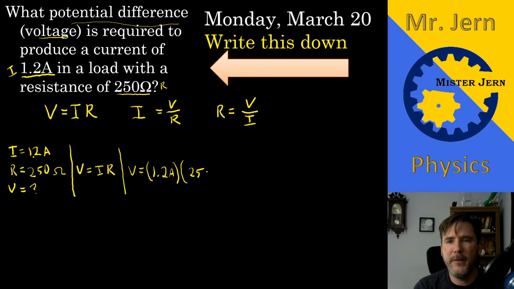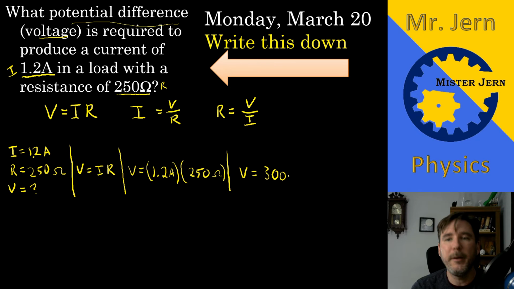And when I solve for that, voltage is going to be 300. And you might wonder what the units are. Amp ohms? No, that's not really how it works. It does work out if you know all the details, but it doesn't really matter. The unit is volts, of course. So the voltage is 300 volts. So that's all there is to it.